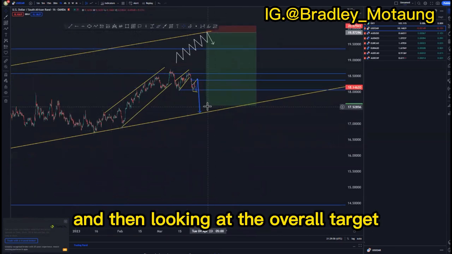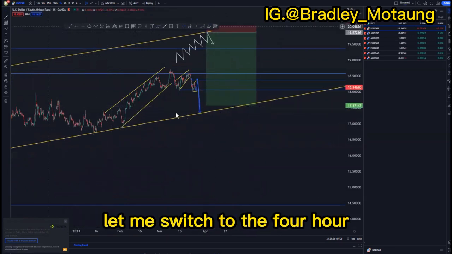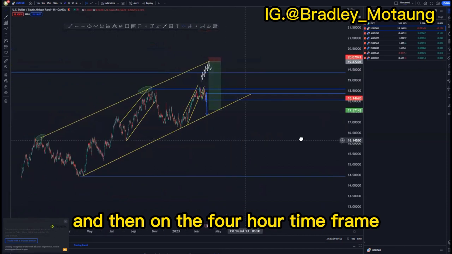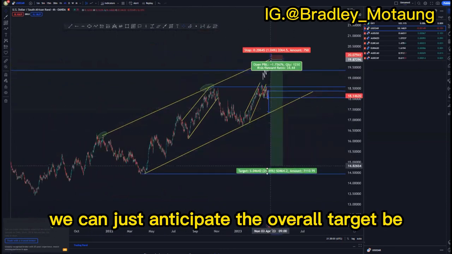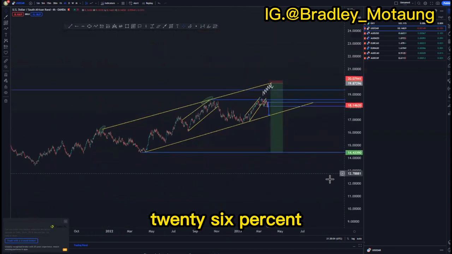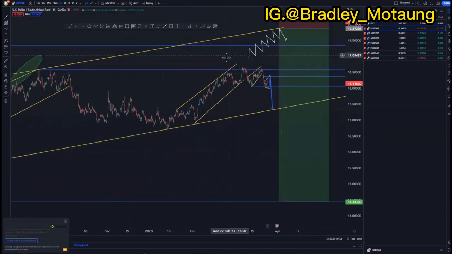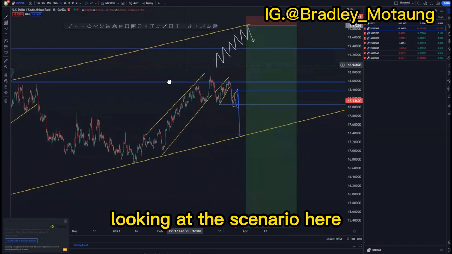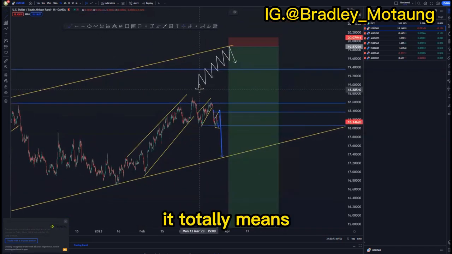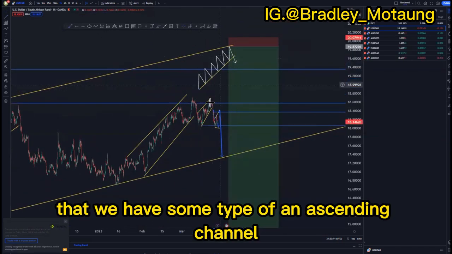And then looking at the overall target, let me switch to the 4 hour. On the 4 hour time frame, we can just anticipate the overall target being 26%. And then back to the hour time frame, looking at the scenario here, it totally means that we have some type of an ascending channel.